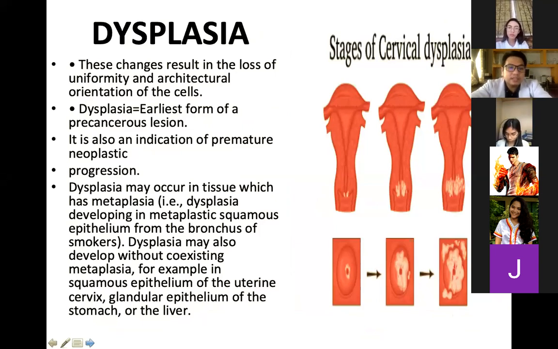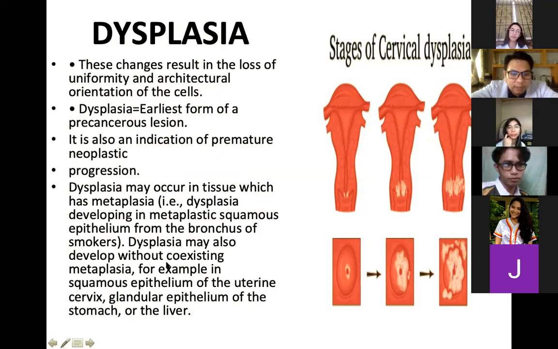Dysplasia, for example, loses uniformity and architectural orientation of the cell. Bakit ito? Dysplasia, class, is the earliest form of a precancerous lesion. So, it's safe to say, class, the dysplasia formation will develop into a cancer. It's also an indication of a premature neoplastic progression.